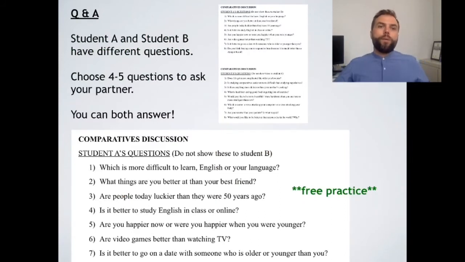Right, now, so we're moving forwards with comparatives and superlatives. And this one is a very communicative kind of activity, putting all of this language into practice. So here we have student A and student B questions, and students can choose maybe 4 or 5 questions from their worksheet. They don't show the questions, so they don't know what questions their partner's going to ask. But these are very practical, realistic example questions that should be good for discussion. Okay, so a few examples on student A's worksheet.